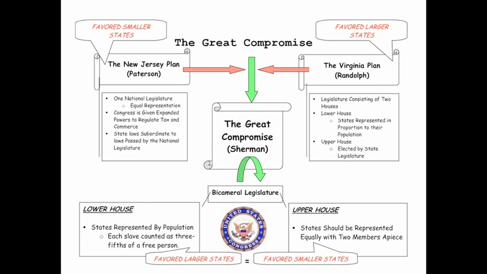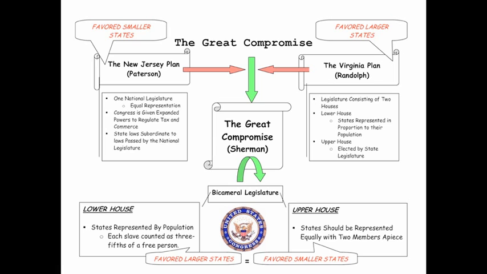The Virginia Plan favored larger states. It called for a legislature consisting of two houses, a lower house, where states were represented directly by their population, and an upper house that was elected by the state legislature.